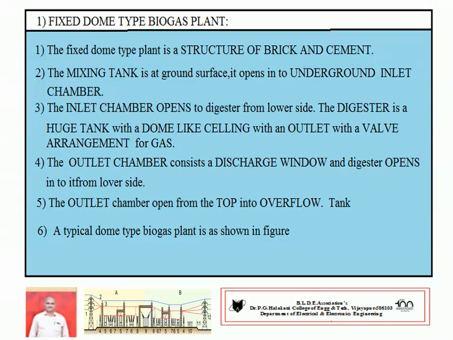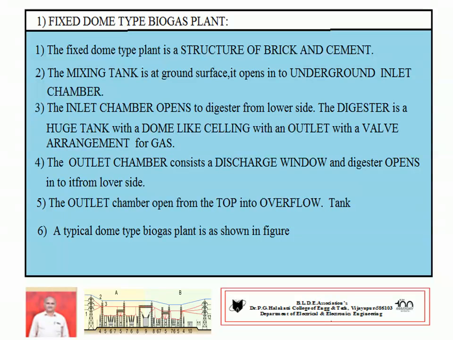The name itself implies that this type of biogas plant is constructed with a structure of brick and cement. The mixing tank is constructed at the ground surface level and it connects to the inlet chamber. All the remaining structure is underground. You can observe in the diagram and you will get the idea. The inlet chamber opens to the digester.